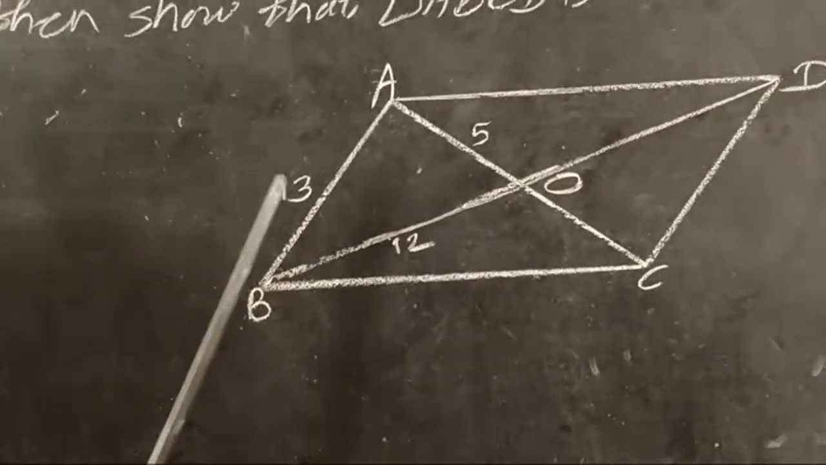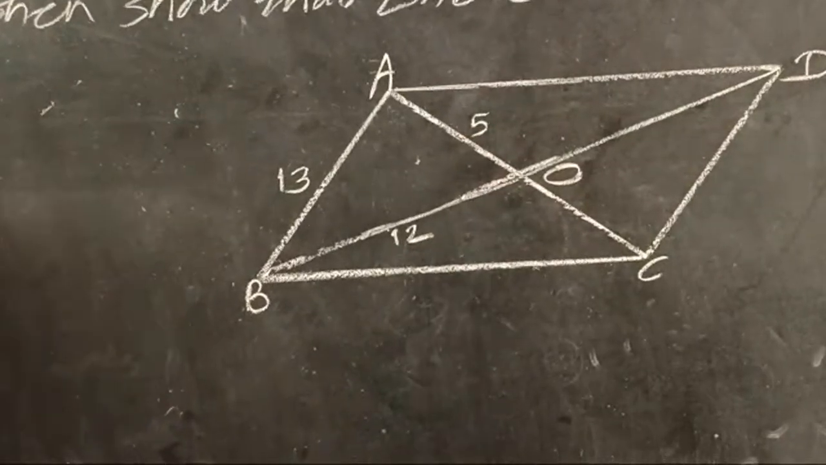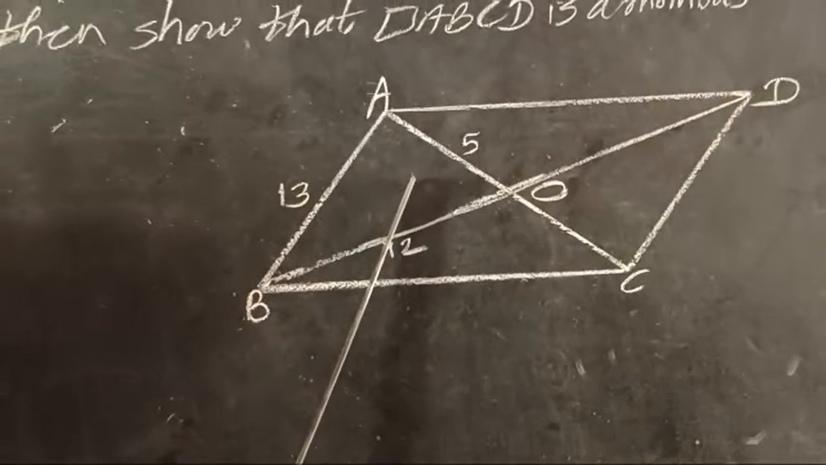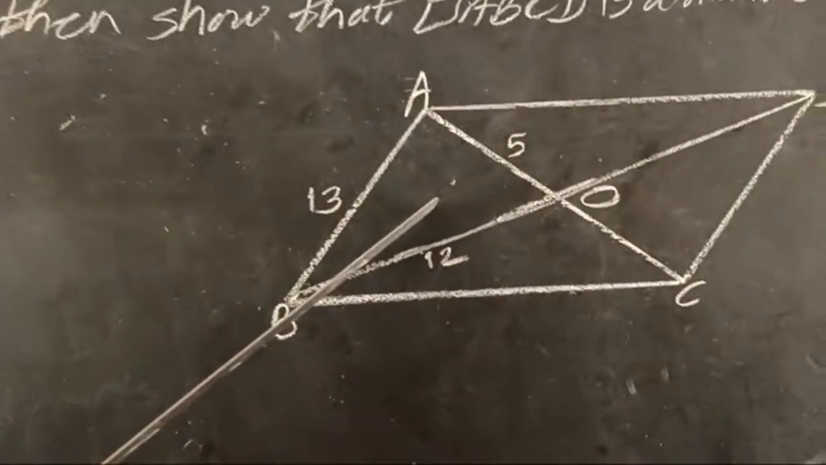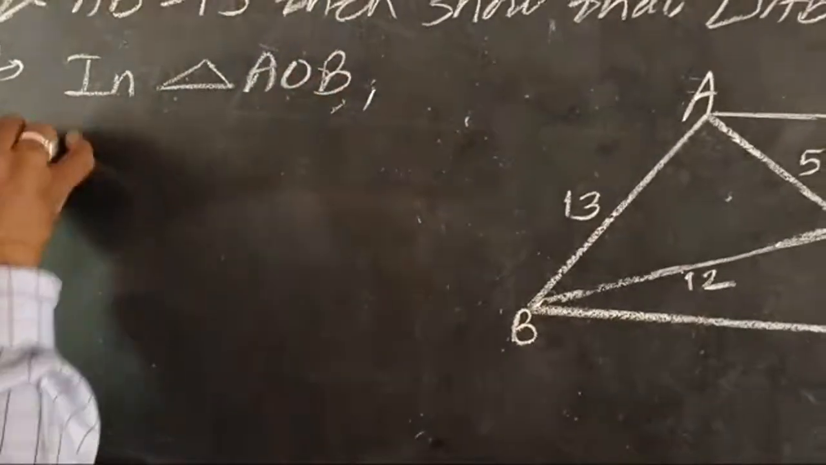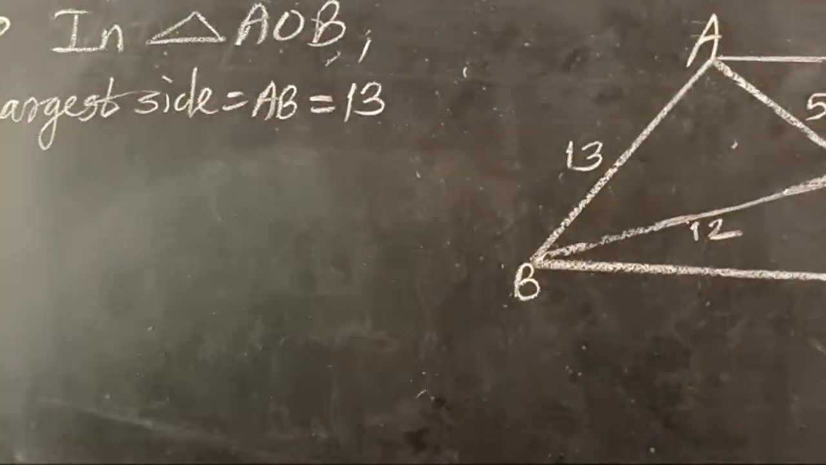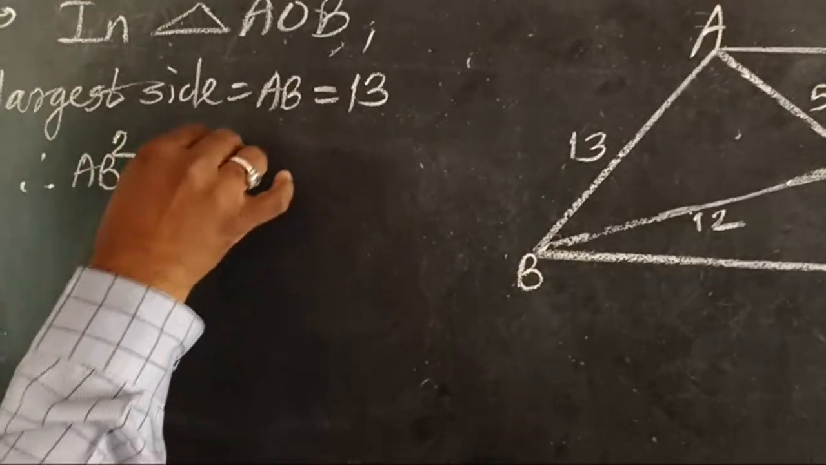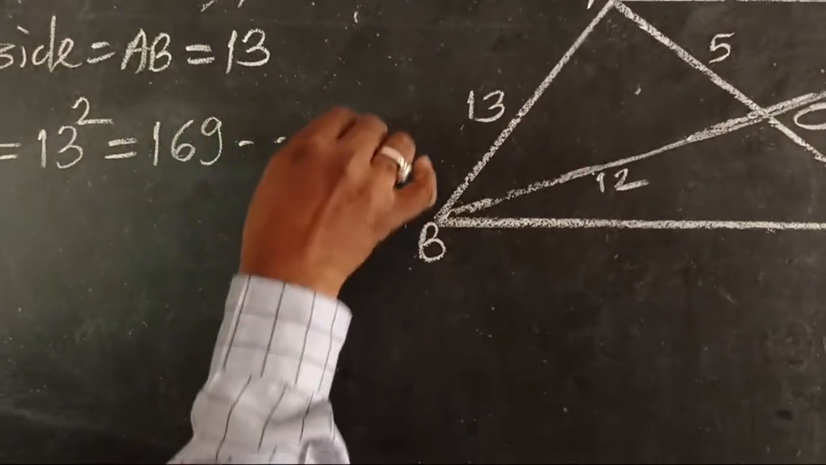If the largest side squared is equal to the sum of squares of the remaining two sides, then we can say that triangle is a right angled triangle. In triangle AOB, tell the largest side. That is AB, which is 13. Largest side squared, that is AB square, means 13 square. And the square of 13 is 169, that is equation 1.